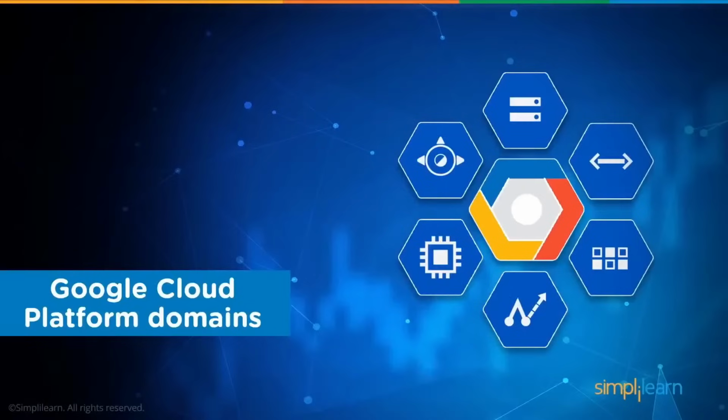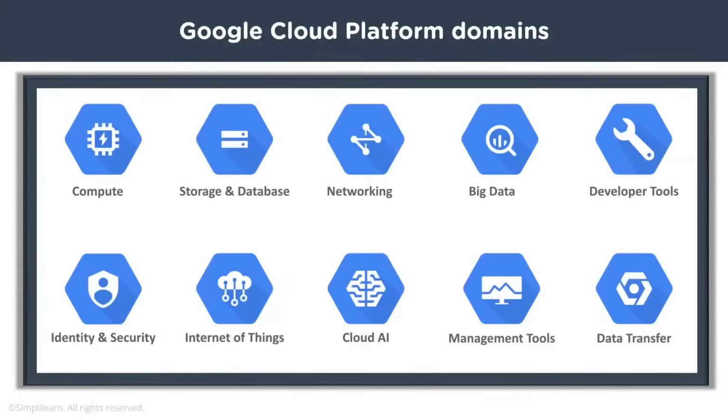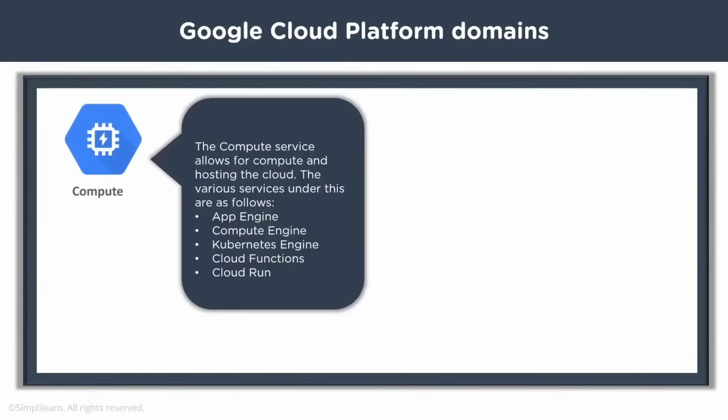Now, when we talk about Google Cloud Platform domains, we can break down these services into specifics, such as compute. The compute service allows for computing and hosting the cloud. When you talk about computing, there are different services such as App Engine, Compute Engine, Kubernetes, Cloud Functions, and Cloud Run.